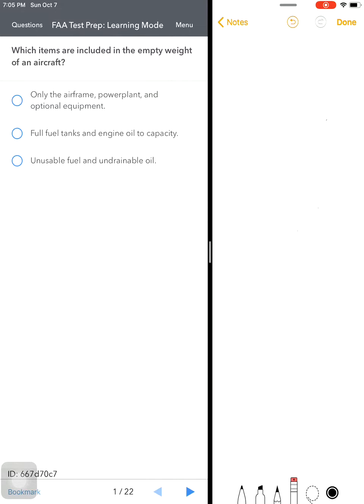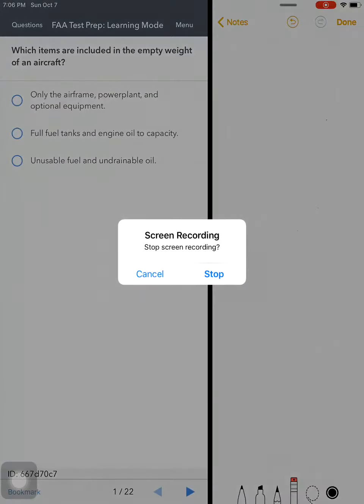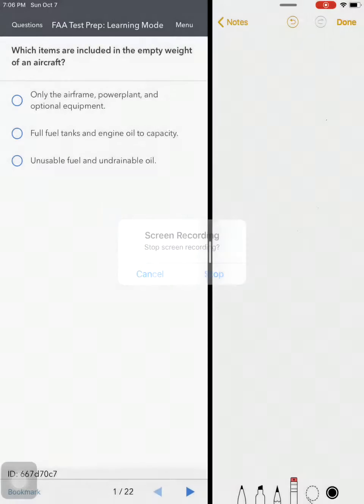Today's discussion is about the weight and balance FAA written test for private pilot, but it can be useful for commercial pilot too. So please pay attention, and these are really good questions that later on you could use. So, let's go from the beginning.